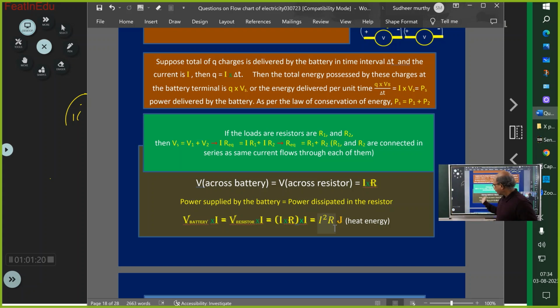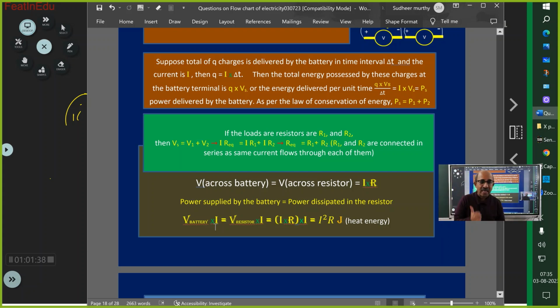What am I trying? See, I have written everything in bold letters here. Power supplied by the battery is equal to power dissipated in the load. So you should go from left to right. What is the left thing? Power supplied by the battery. See, you learn how to read it. V battery into I. What is this? Power supplied by the battery.